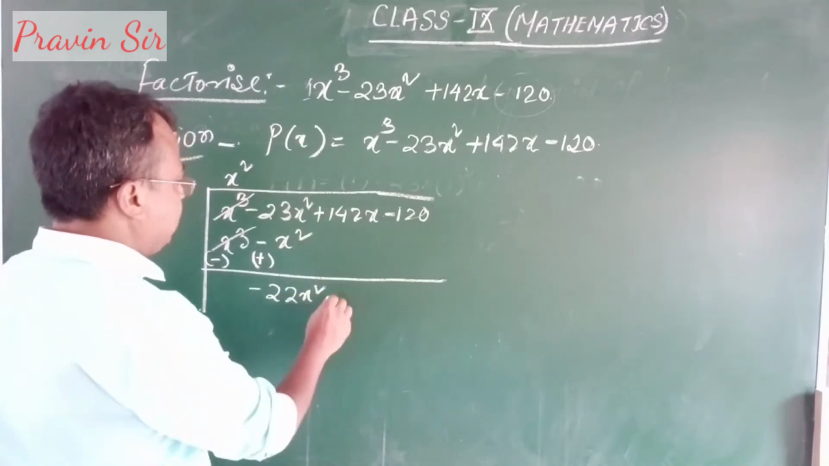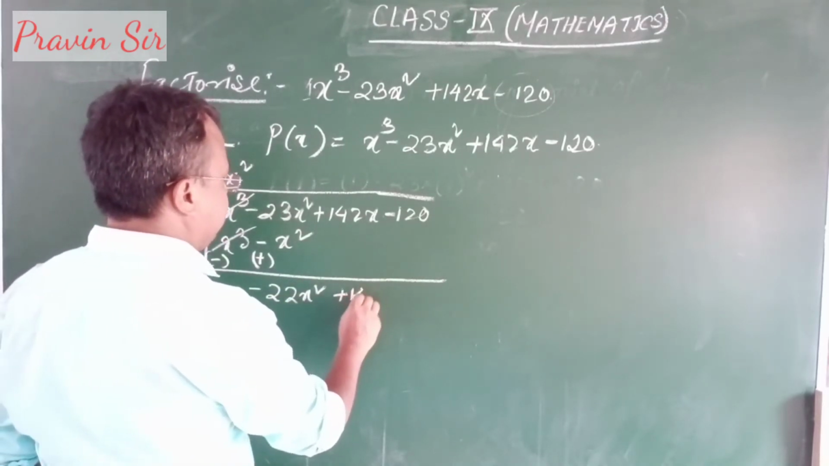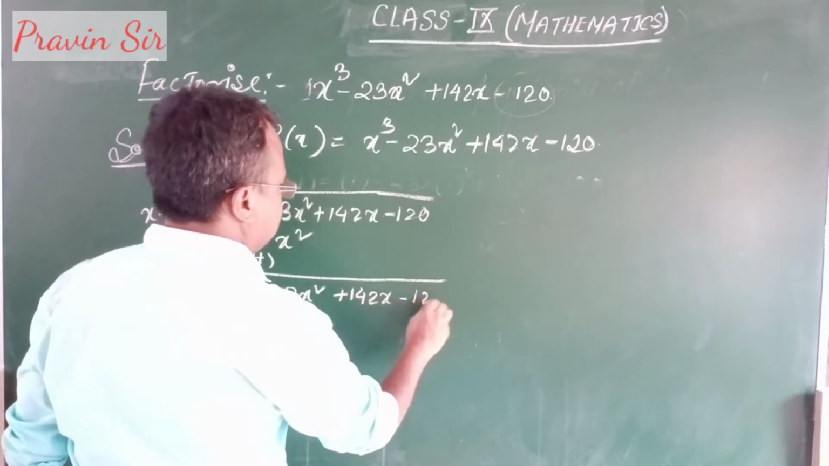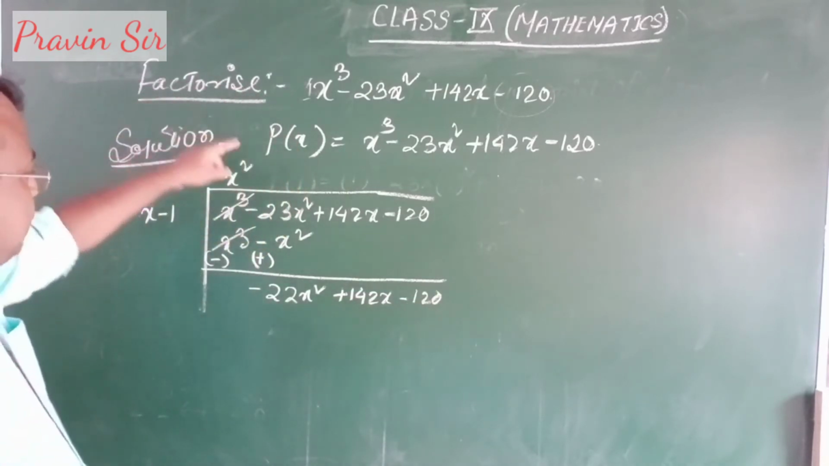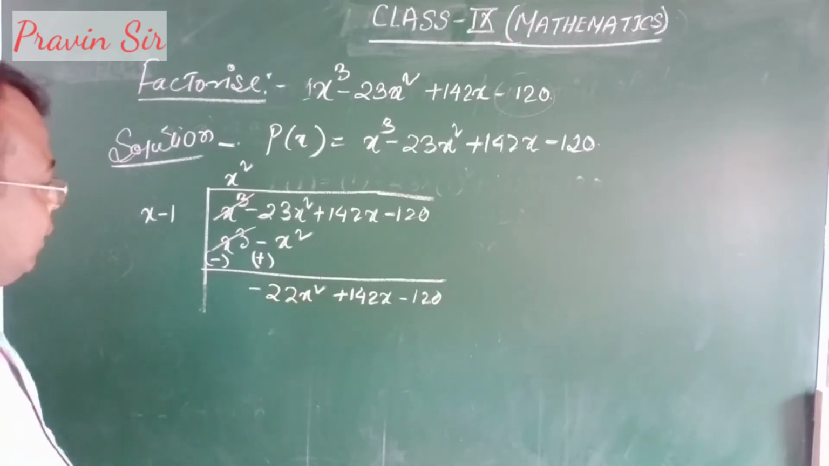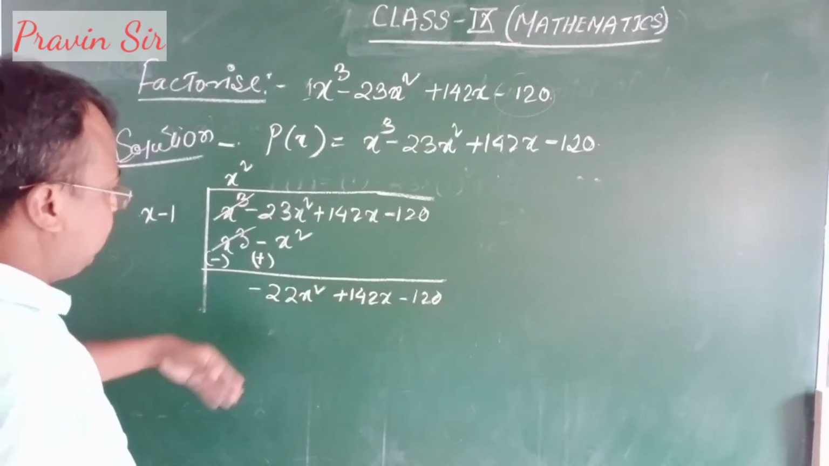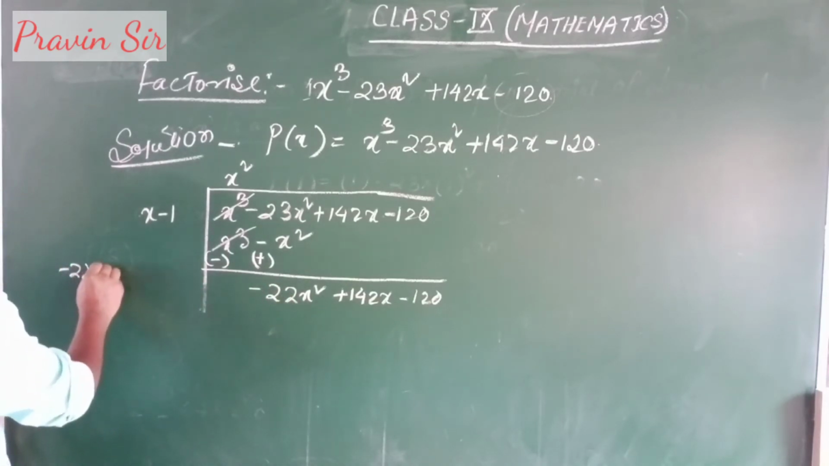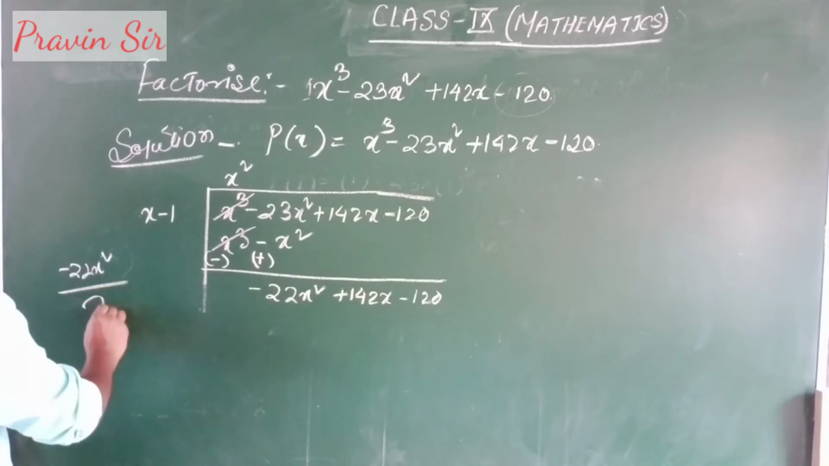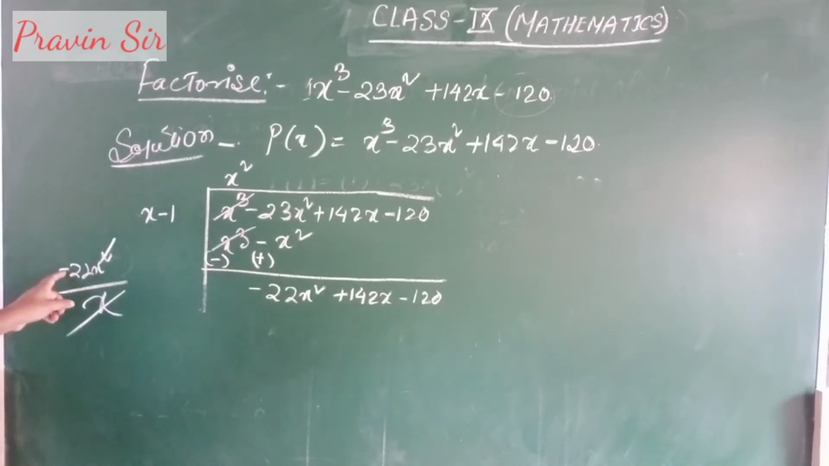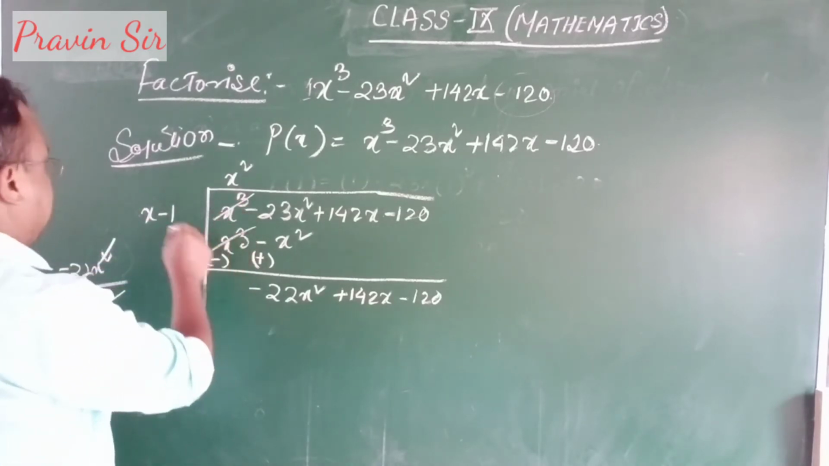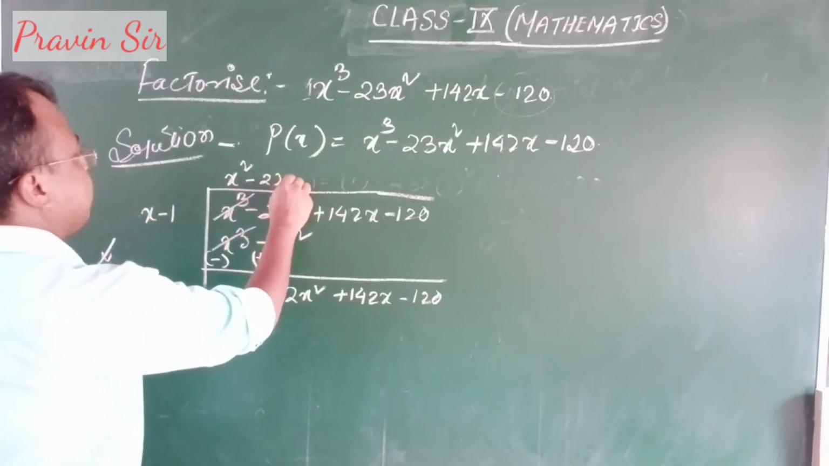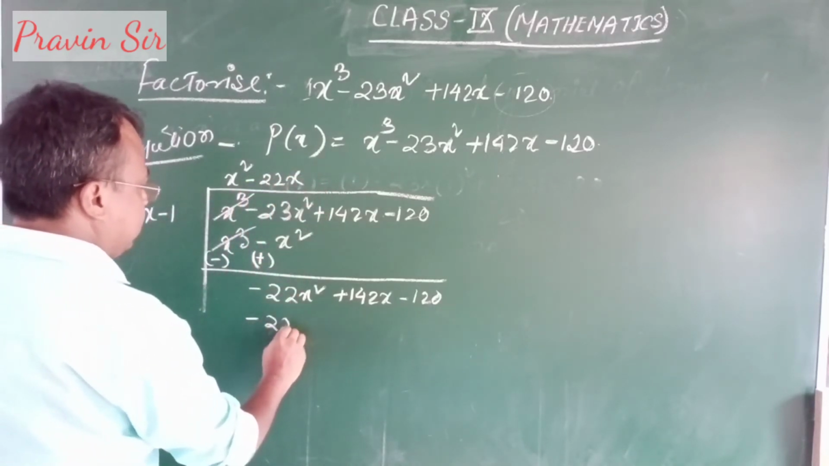So from here what will come down? Plus 142x minus 120. Okay. Now what do we multiply with x to get minus 22x square? And if you are finding difficulty to find that, what do you do directly? Divide minus 22x square by x. So x cancels. So what is remaining? Minus 22x. Means if we multiply minus 22x with x, we will get minus 22x square.